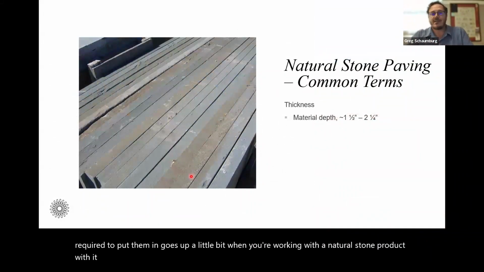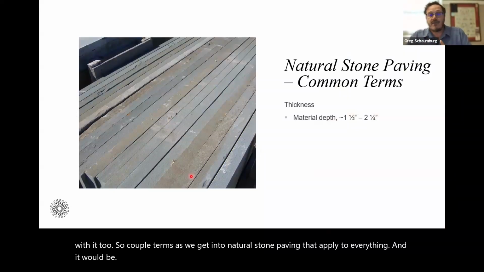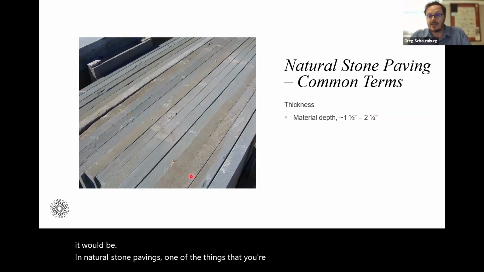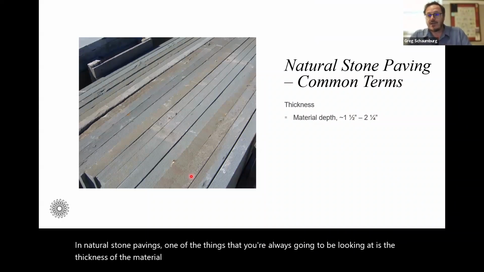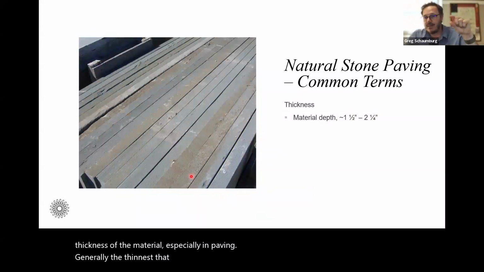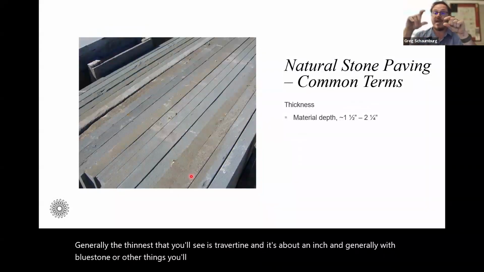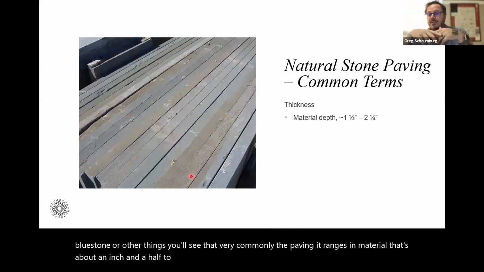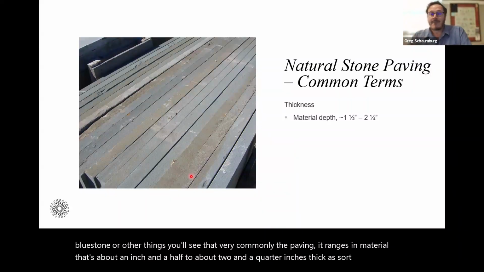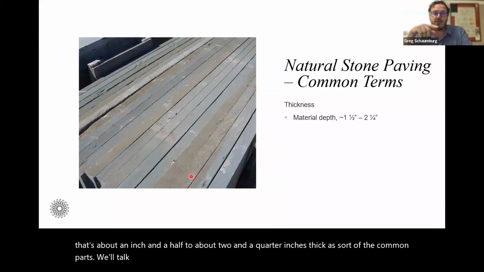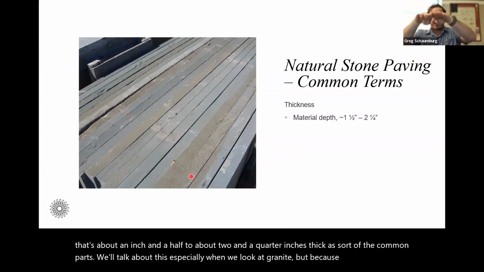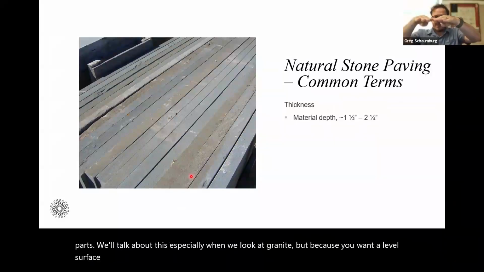So a couple of terms as we get into natural stone paving that apply to everything. One of the things you're always going to be looking at is the thickness of the material, especially in paving. Generally, the thinnest that you'll see is travertine, at about 1 inch. With bluestone or other things, the paving very commonly ranges from about 1.5 inches to about 2.25 inches thick. We'll talk about this especially when we look at granite, but because you want a level surface, any deviation in the depth at the surface has to be made up in the base course.